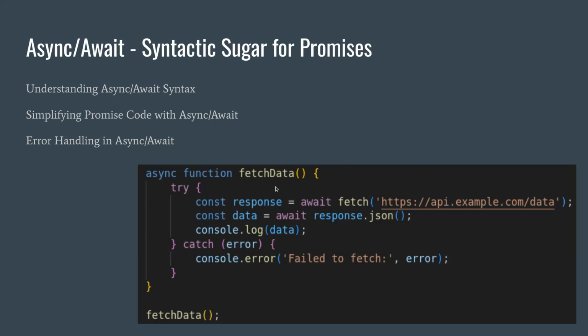In this example, you can see that fetch data is an async function that uses await to wait for the fetch request to complete before processing the response. And we can see that error handling is straightforward. We're using a try catch block, which makes asynchronous error handling look very similar to synchronous code. This approach is definitely cleaner, and it reduces a lot of complexity that we saw from chaining then and catch methods.